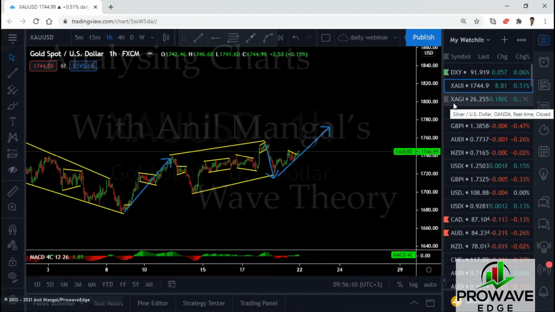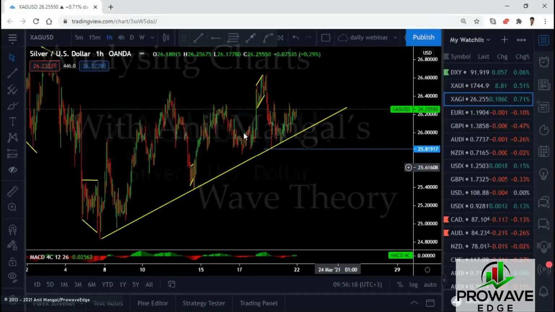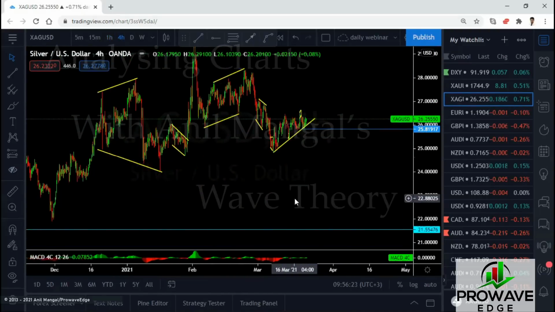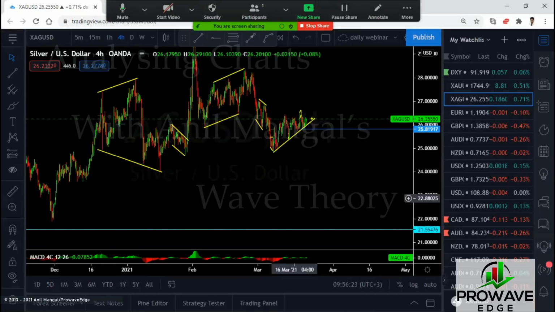And that's where, sometimes even if we think it's going to go, but it doesn't go, our job is to get out of the trade. And that's where the strategy comes in. Silver, on the other hand, has a different structure. And I've been telling you that since last week. The structure in silver says, you know what? This thing could come down.